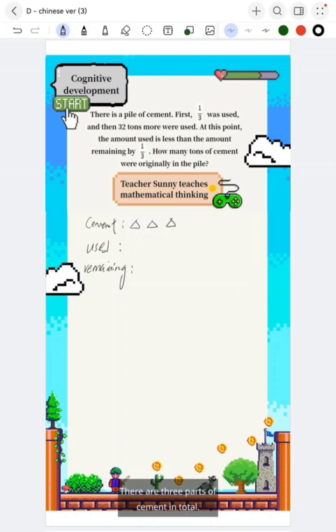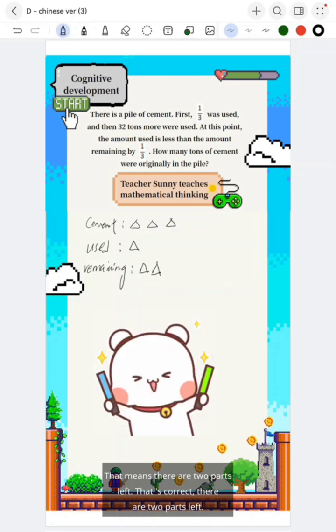There are 3 parts of cement in total. So first 1/3 is used, which means 1 part out of the 3 is used first. That means there are 2 parts left. That's correct. There are 2 parts left.